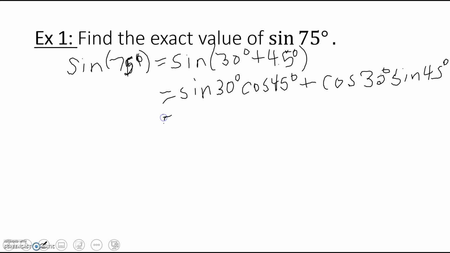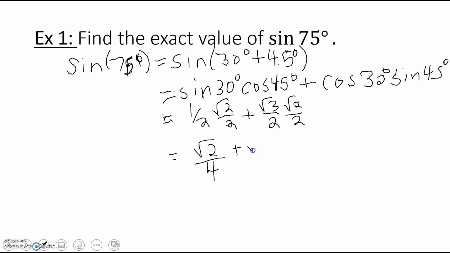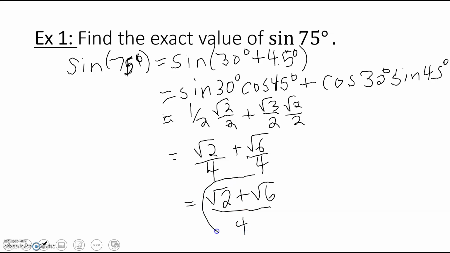Sine of 30 degrees is 1/2. Cosine of 45 degrees is square root of 2 over 2. Cosine of 30 degrees is square root of 3 over 2. And the sine of 45 is square root of 2 over 2. So that's equal to the square root of 2 over 4 plus the square root of 6 over 4. And because those denominators are the same, you can combine those into one fraction and make that square root of 2 plus square root of 6, all over 4. And so that would be the exact value of the sine of 75 degrees. And that is how you would use the sum identity for sine to actually find those.